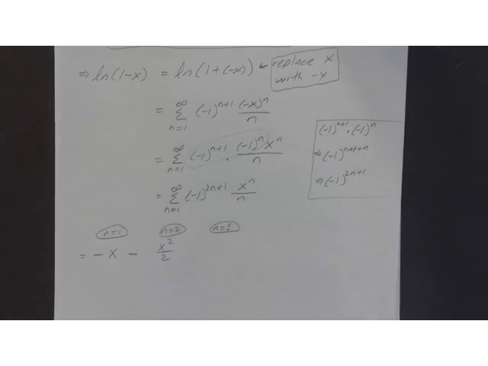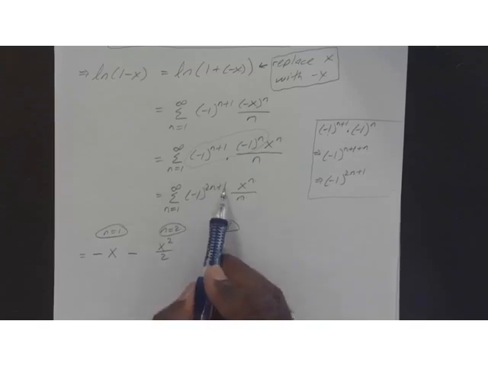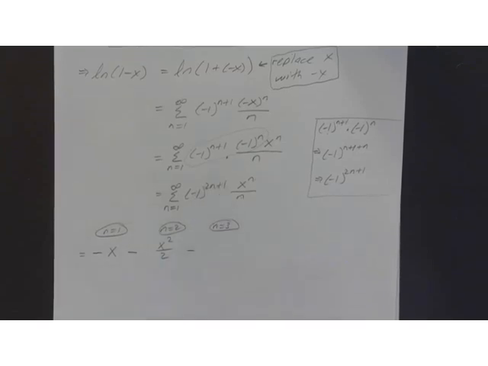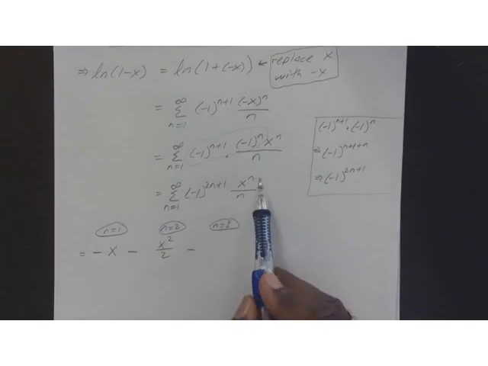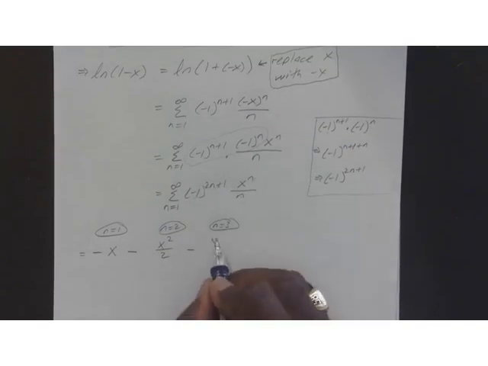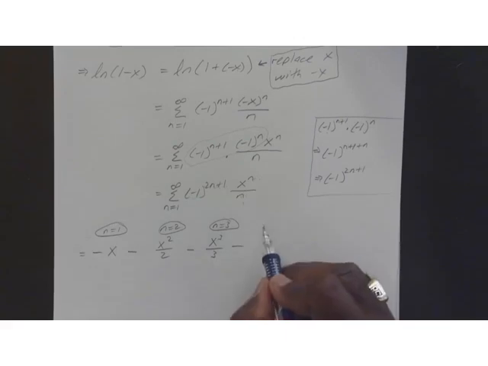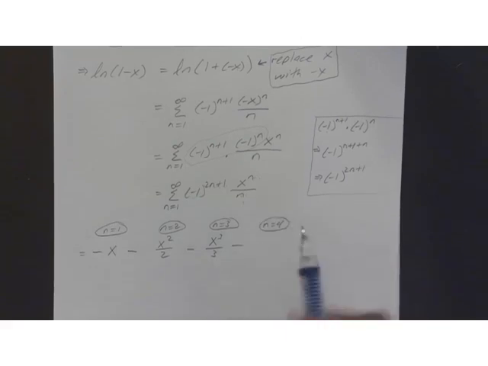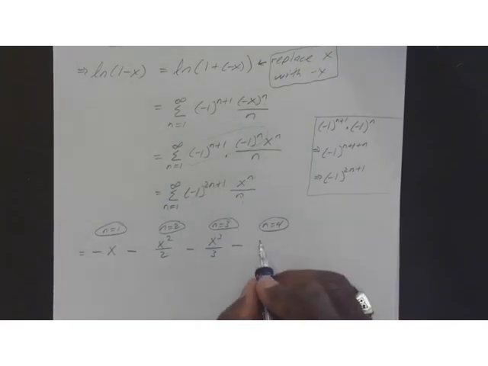N is equal to 3. Well, we know 2n plus 1 is going to be odd each and every time anyway, so each term is going to be negative. That gives us 6 plus 1, which is 7, so it's negative x to the third power over 3. And when n is equal to 4, it's minus x to the fourth power over 4.